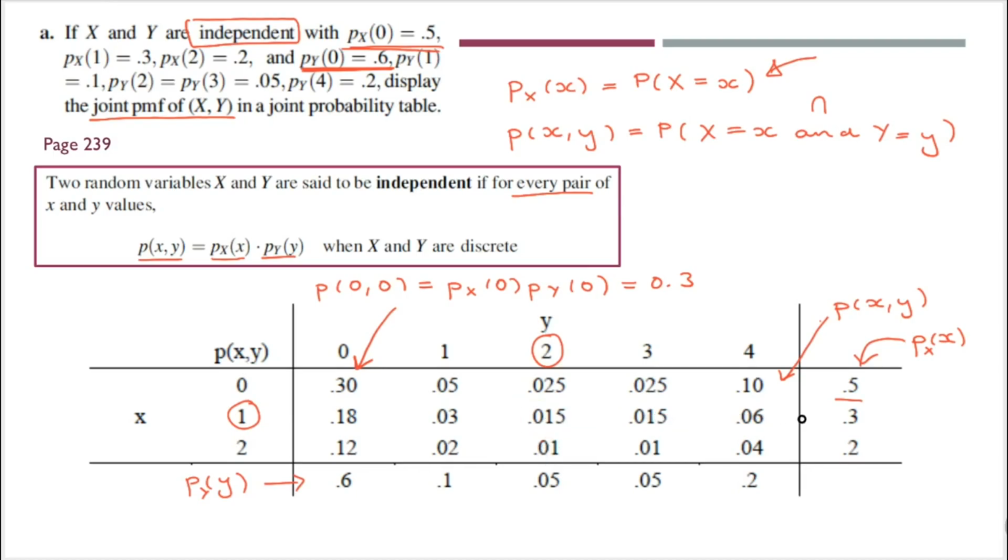So you're going to do that for the entire table, and then you can always check yourself at the end. You need to make sure that all of these values sum to 1. So that's one way to double check if you would like to make sure that you didn't make a mistake. And then another thing, remember, marginal distributions are actually valid probability mass functions as well in this case. So that means even these probabilities here must also sum to 1.